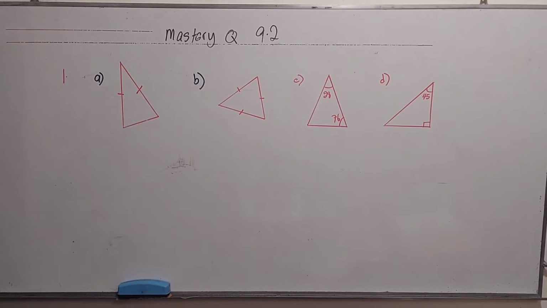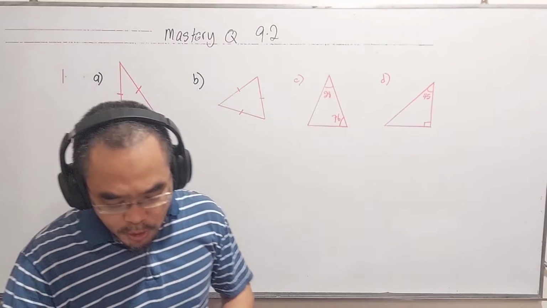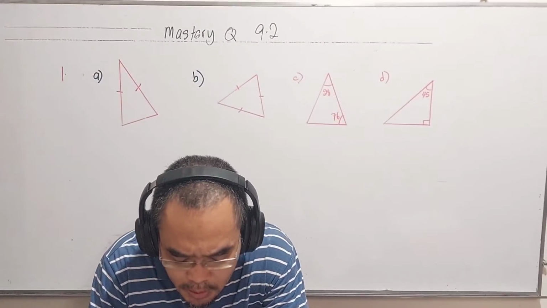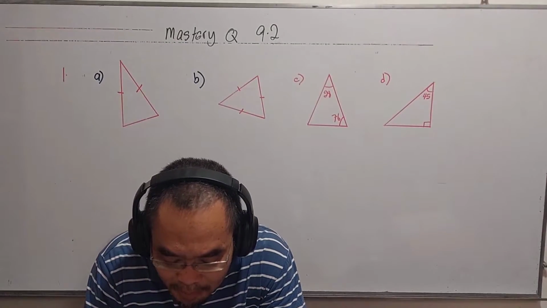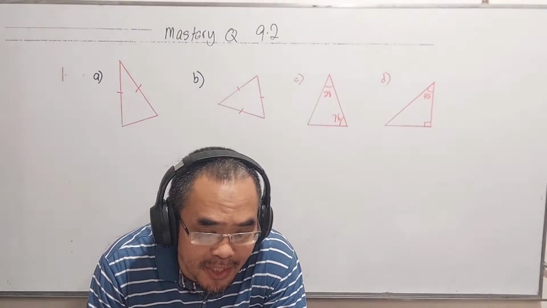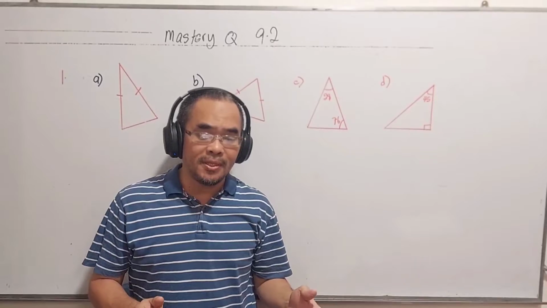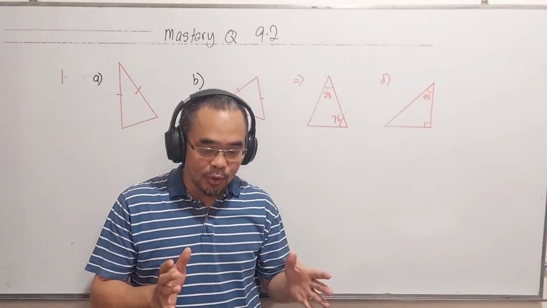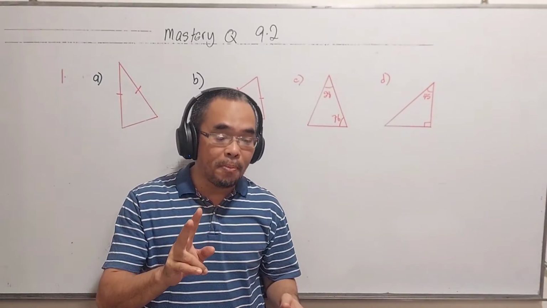Okay, let's start with Mastery Q 9.2 question number 1. For each of the following triangles, state the number of axes of symmetry. What is axis of symmetry? A line that will divide a particular figure into two equal parts.